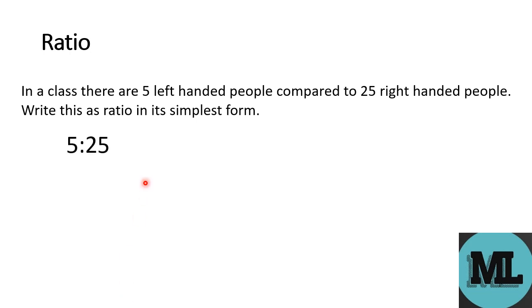When this is written in simplest form, first of all we write down 5 to 25, and then we have to find the common divisor. The common divisor of these two numbers is 5. And when we divide these two numbers by 5, it gives us 1 to 5. Now we need to check, can we simplify it more? No, we can't. So when it's simplified, in the simplest form, it is 1 to 5.